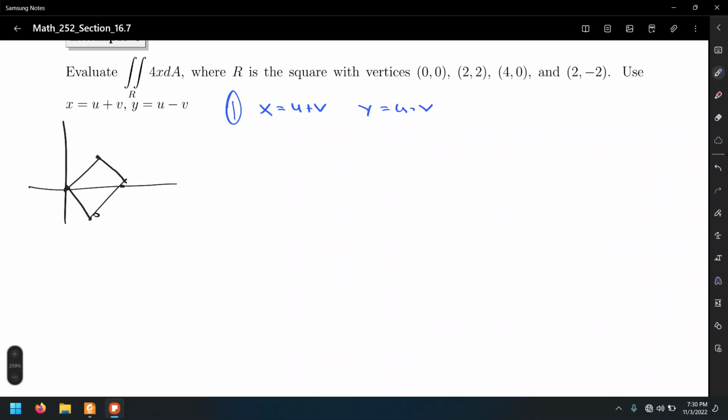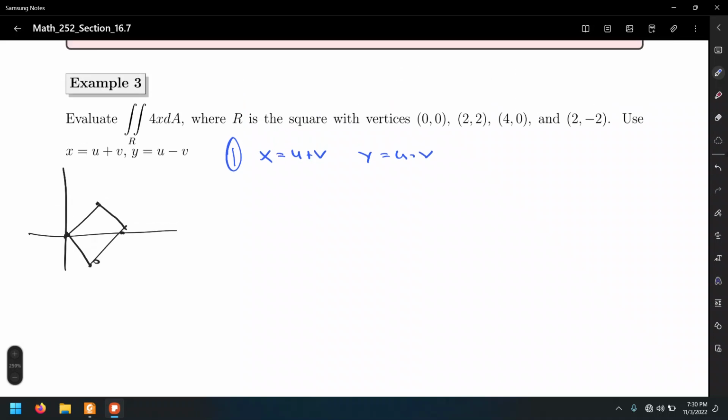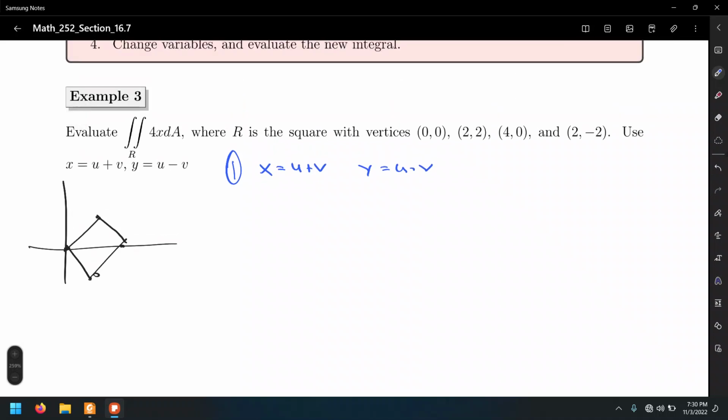So this is what we need to do, and this is usually the tricky part. Rewrite u and v in terms of x and y. We have the reverse for now. We have x and y in terms of u and v. So I'm going to solve for u on the first equation, u equals x minus v, and I'm going to solve for v on the second equation. That's going to be v equals u minus y.